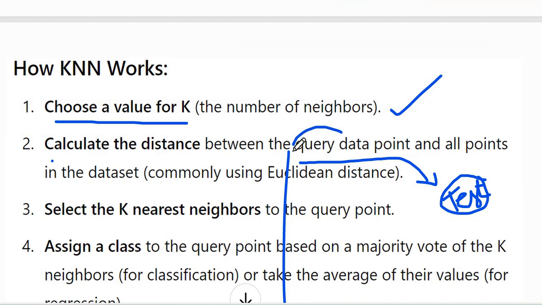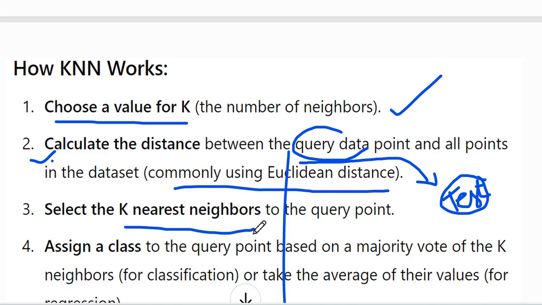So from the query point to all the points we have in the data set, we calculate the distance. Here we are using a distance method, maybe Euclidean distance or maybe Manhattan distance. After calculating the distance, we have to select the k nearest neighbors. That means we have to choose the k smallest distance points from the training data set.